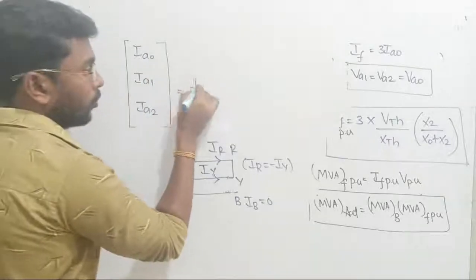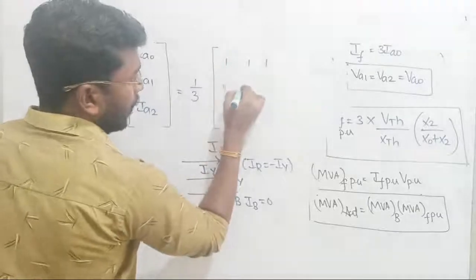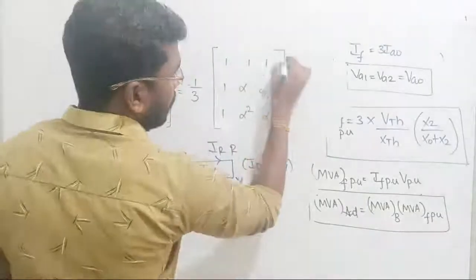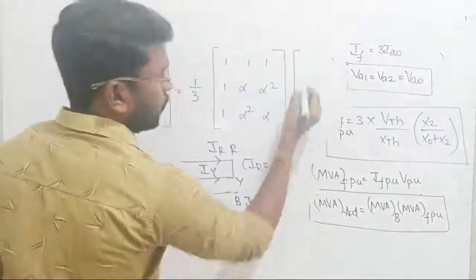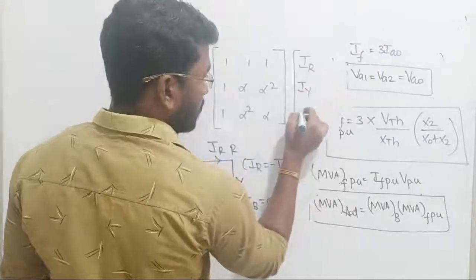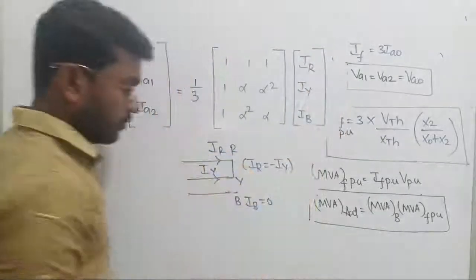So then we will go 1 by 3 times of, very simple, the matrix 1 1 1, 1 alpha alpha square, 1 alpha square alpha. Correct? We can substitute here the ABC, or we can write RYB, currents IR, IY, IB. With this we can proceed.